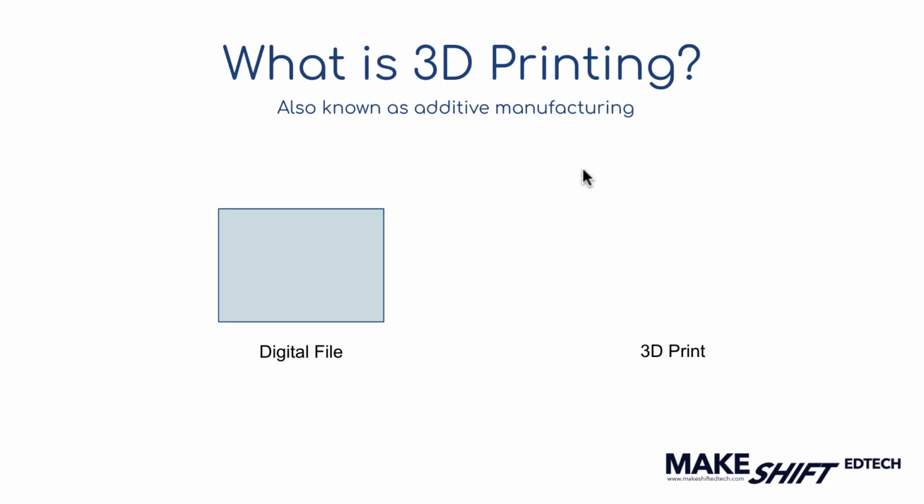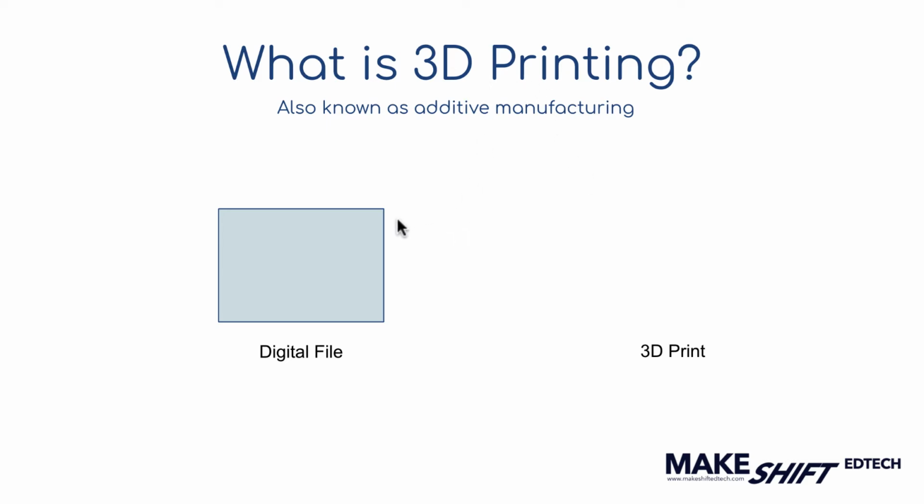So let's start with what is 3D printing, also known as additive manufacturing. The basic concept of 3D printing is that it takes a digital file, which is a representation of a 3D object, and turns it into a physical object that you can touch and feel in the real world. And how it does this is by printing that physical object layer by layer.